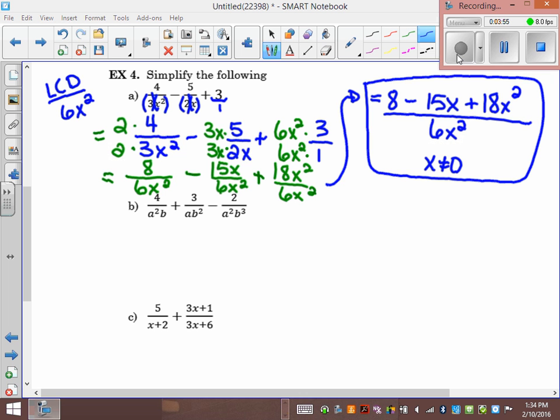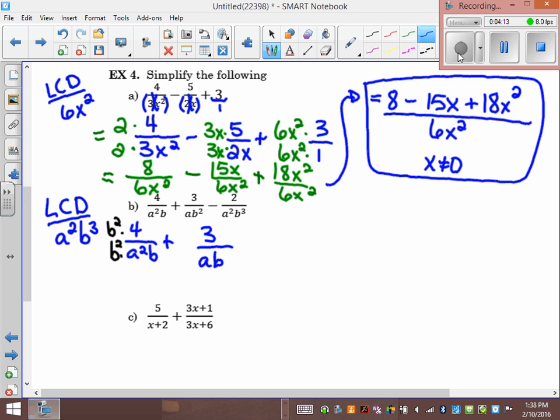You try B. Okay, so we have 4a squared b, and we're going to multiply by b squared only because we already have the a squared. Plus 3ab squared. Now I'm going to have to multiply by an a, so I get a squared, and a b, so I get b cubed. So I multiply by ab.